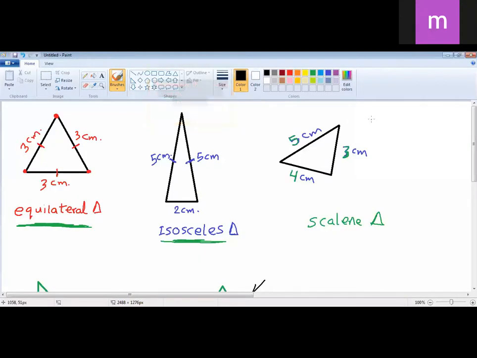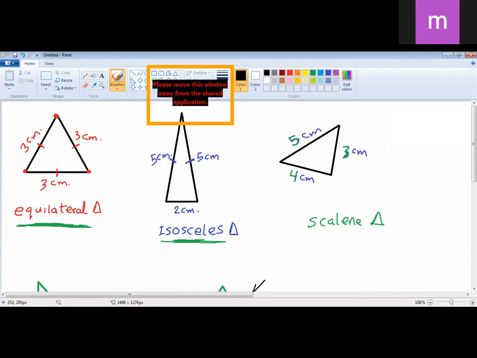Today we're gonna describe triangles. We said the first one here. Of course, for each triangle we have three sides. In the first case here we have three sides, and all of them are equal in length.